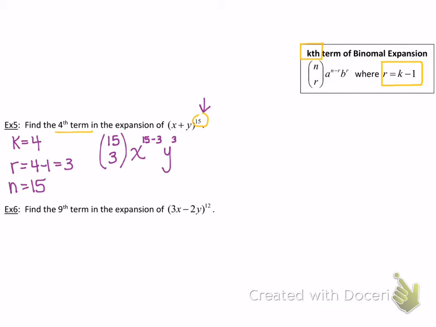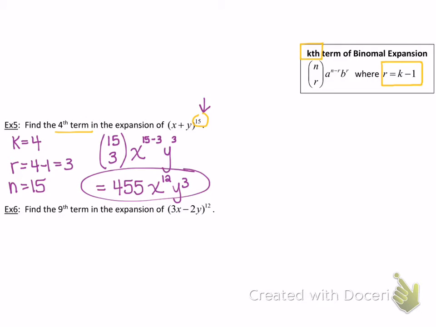So if I expanded all of this, 15 choosing 3 is 455. X to the 15 minus 3, which is 12, y to the 3rd. And that is the 4th term of that binomial.